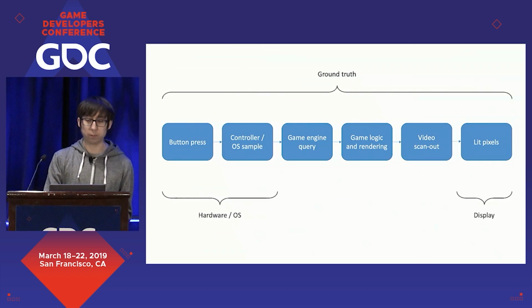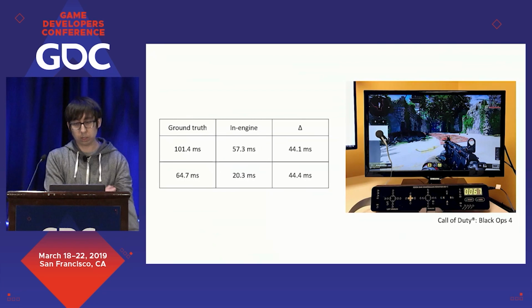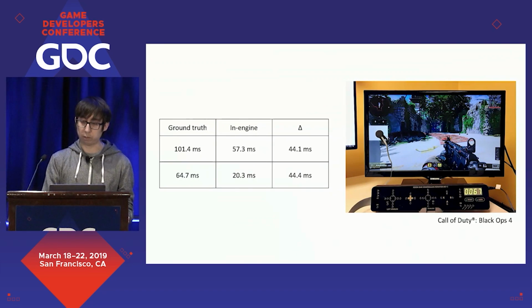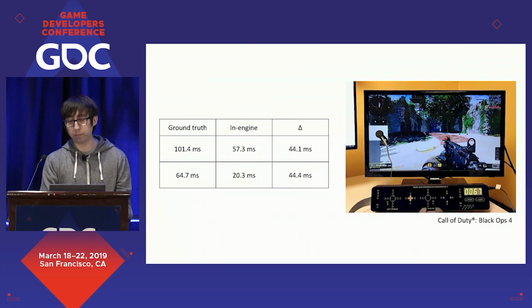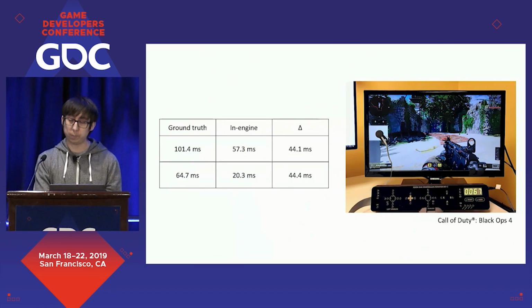And we can test this by comparing in-engine measurements and ground truth measurements. So here's a couple of measurements of the game running with different latency parameters. The first column shows an average of a bunch of ground truth samples, while the second column is an average of in-engine values. And if you subtract them, you get about 44 milliseconds of difference. And that means I'm getting around 44 milliseconds of latency contribution from factors outside of the game.